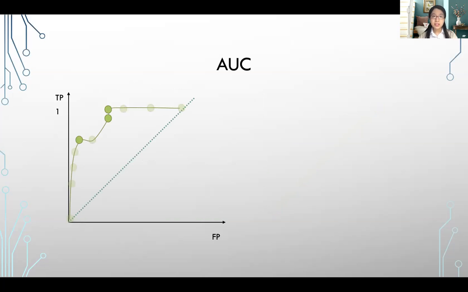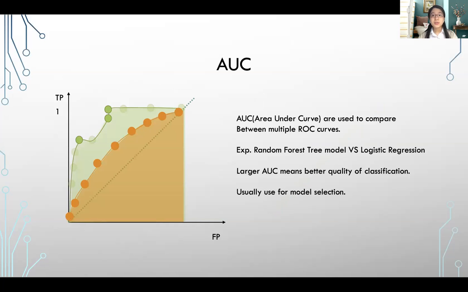Now we get to AUC. As we mentioned, AUC simply means area under curve. In this case, it will be the green areas on the graph here. AUC is used to compare between multiple ROC curves. For example, given the same data set in our company, we use a random forest tree model to fit the data as well and then get a new AUC curve. And the larger AUC means better quality of classification. So in this case, we will prefer a logistic regression over a random forest tree model.